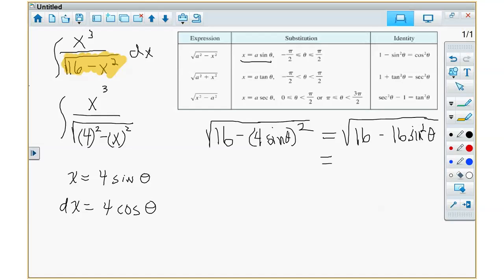Now what do we do with that 16 times 16 sine squared theta? Stare at it for 15 minutes. Factor out 16. And when you do that, you should get a revelation. Unless you don't know what you're doing. And that's a possibility.